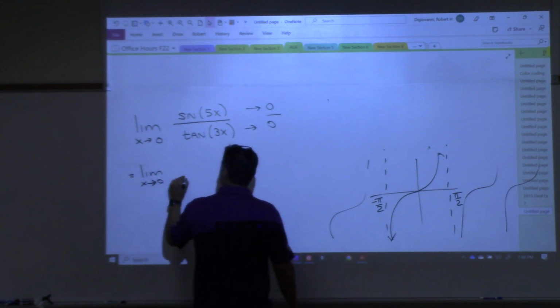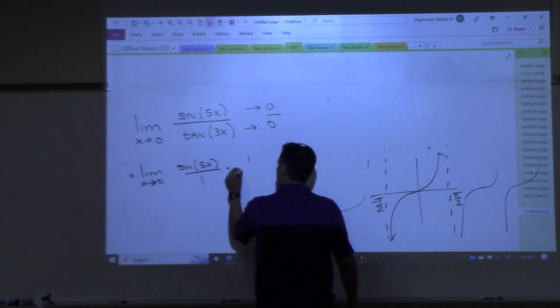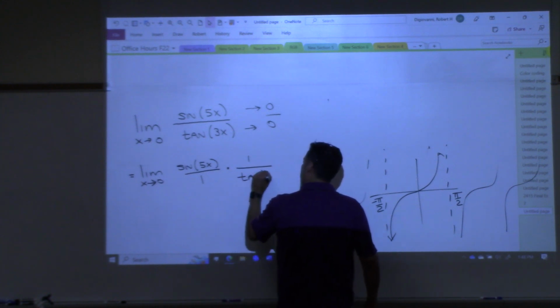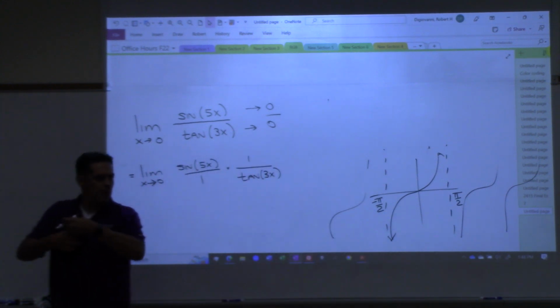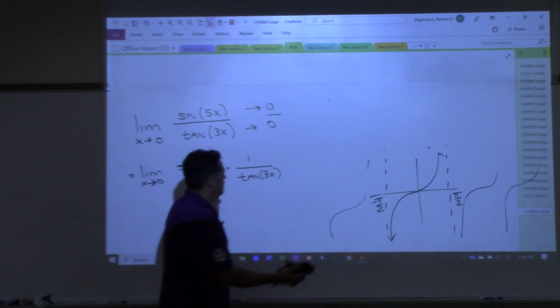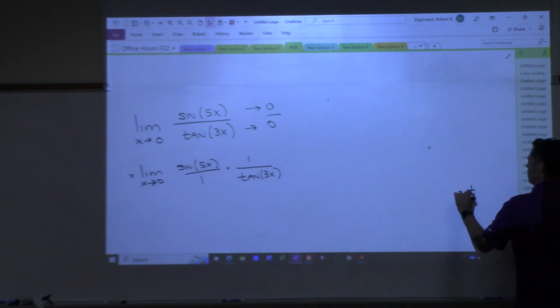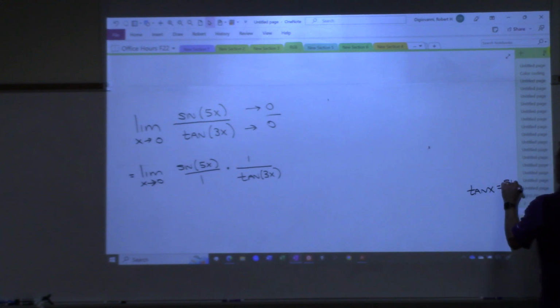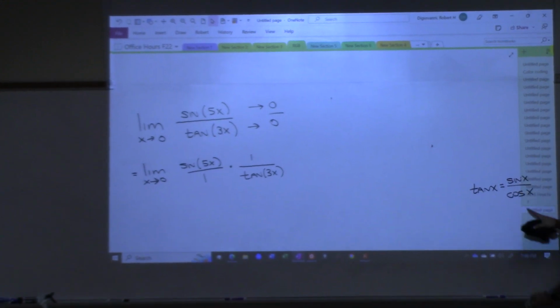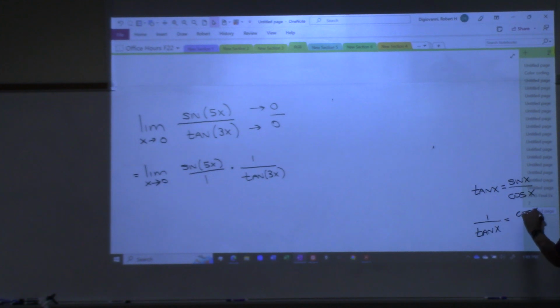Just follow me through this. I'm going to rewrite this as sine 5x over 1 times 1 over tangent 3x. That's my first step. All I'm doing is pulling those two fractions apart into two different fractions. Is that fair? Okay, and 1 over tangent, you have to know again what tangent is. I'll write it on the side here as a reminder. Tangent of x is sine x over cosine x. That's the definition of tangent. So 1 over tangent of x would be this flipped over, cosine x over sine x.